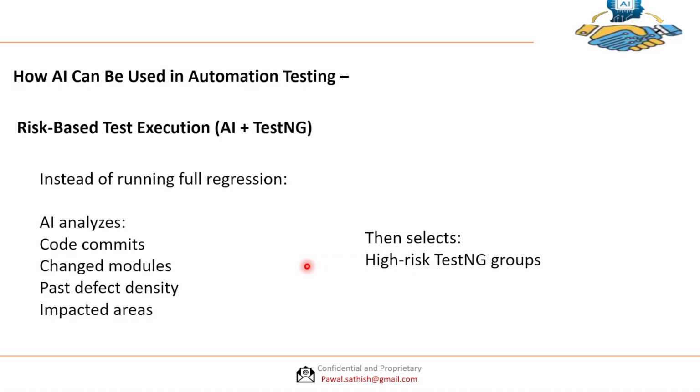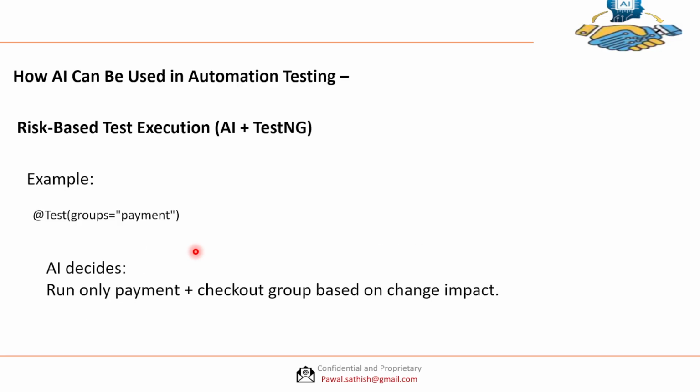It is the AI itself suggesting what code was committed, what happened in the last release, where the defects were found, what the module changes are, and what the impacted areas are. Here I gave an example: in this case AI decided to run only the payment module, where checkout groups are based on the change impact, since the changes happened only in payment. So no need to re-execute the other modules as part of regression. We'll execute all the scripts for payment along with the other modules, and the priority P1 scripts will be executed.